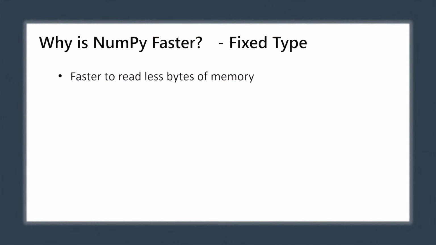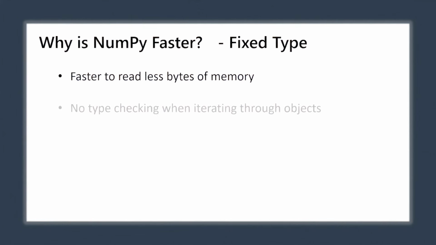Another reason that I didn't specifically say is that when we're iterating through each item in a NumPy array, we don't have to do type checking each time. In Python built-in lists, you could have a list of an integer, then a float, then a string, then a Boolean, and you'd have to check each element you're looking at to see what type it is.